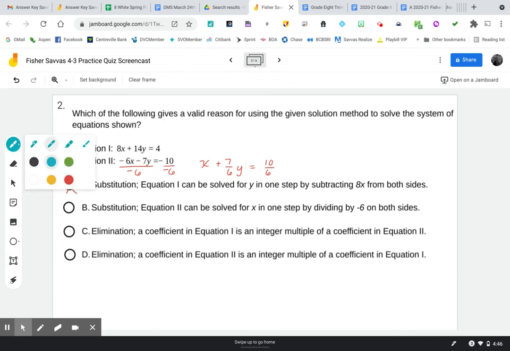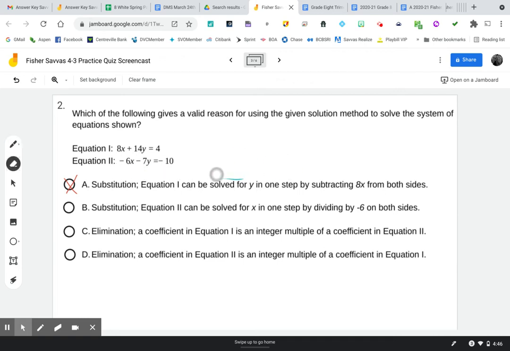I now need to eliminate the 7/6y. So I didn't do that in one step. So for that reason, B is also not correct. So let's look at C. C says we can do this by elimination.